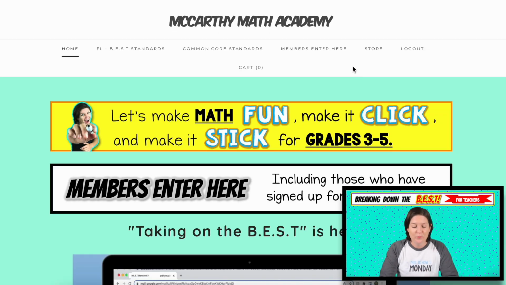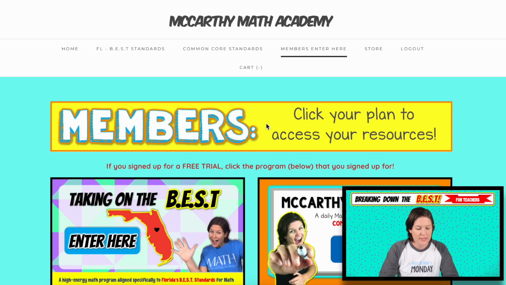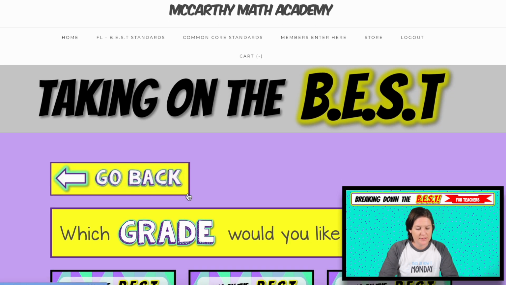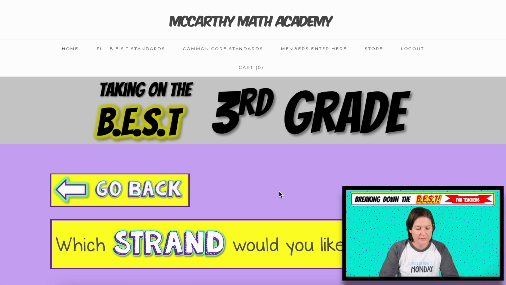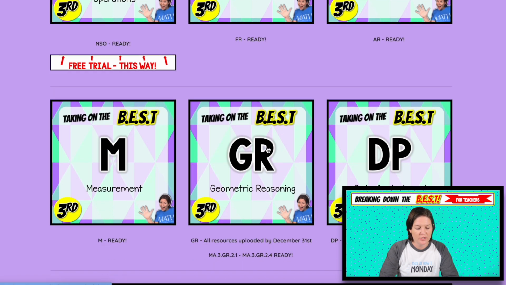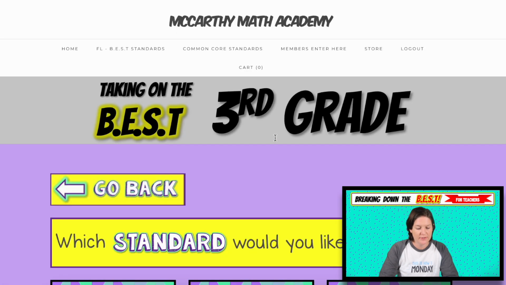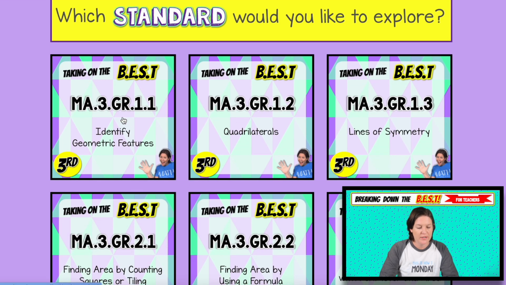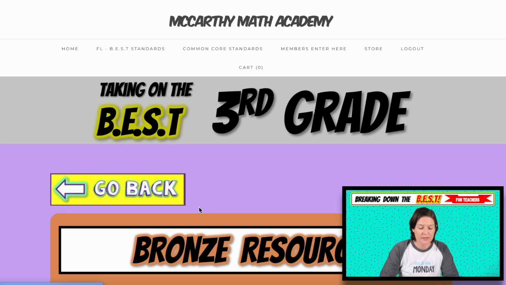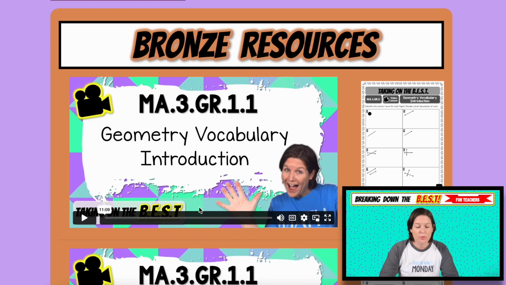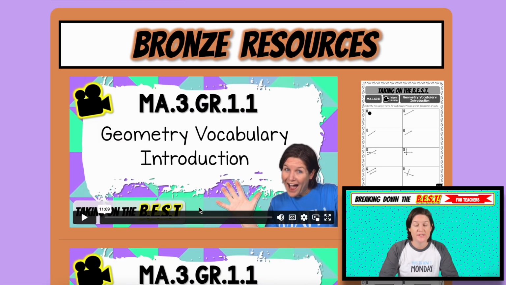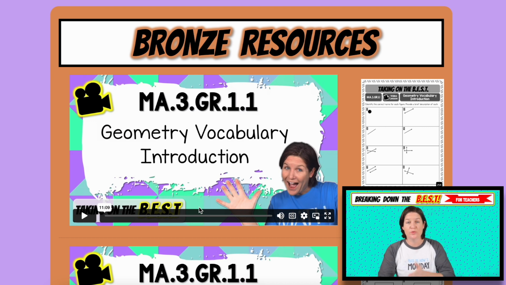So here we are at the website. We're going to click members, enter here, taking on the B.E.S.T, 3rd grade. Go down to the GR, Geometric Reasoning Standard. And we're right here, MA.3.GR.1.1, identify geometric features. So the first page that you are opened up to are the bronze resources. These are the video lessons and the student notes.